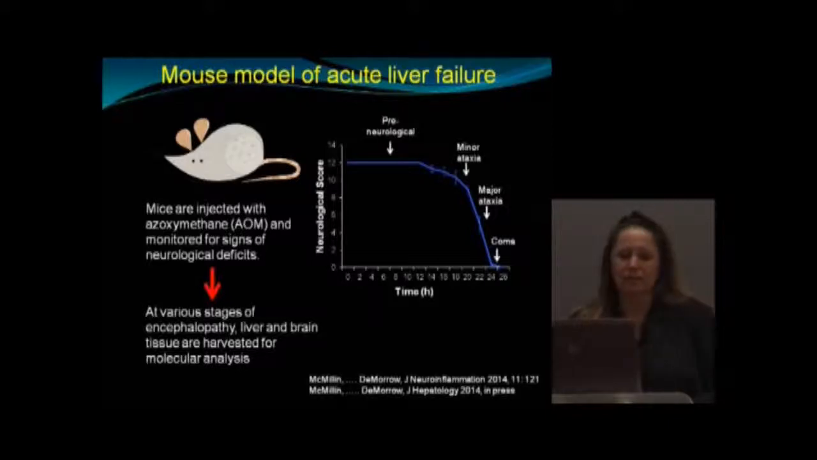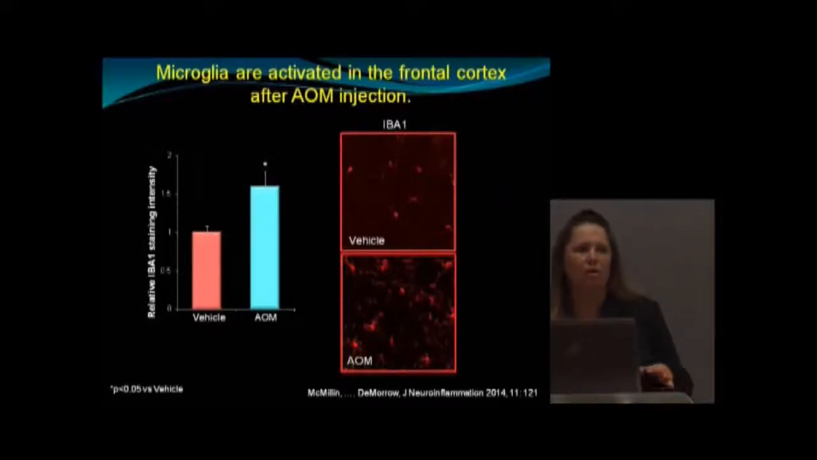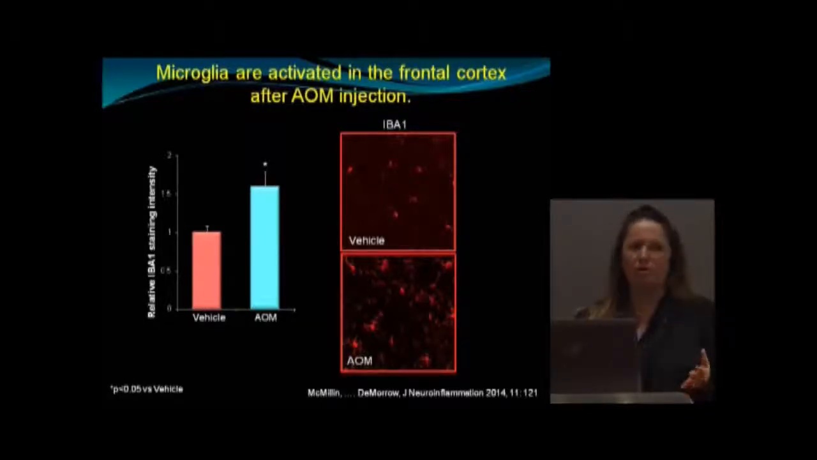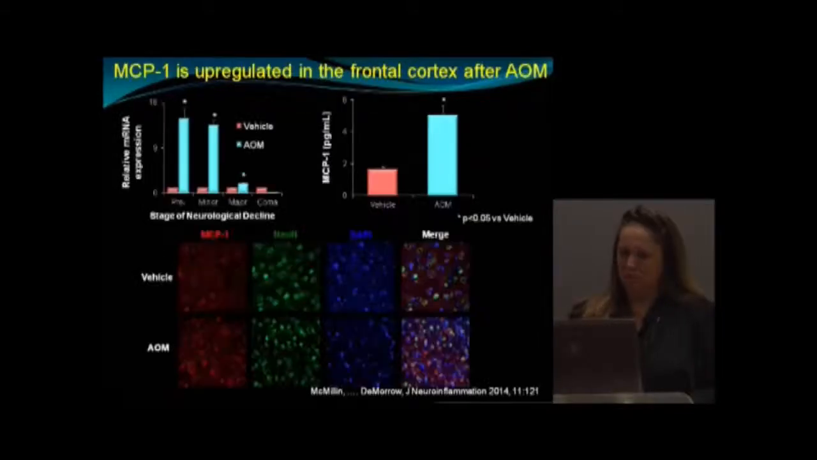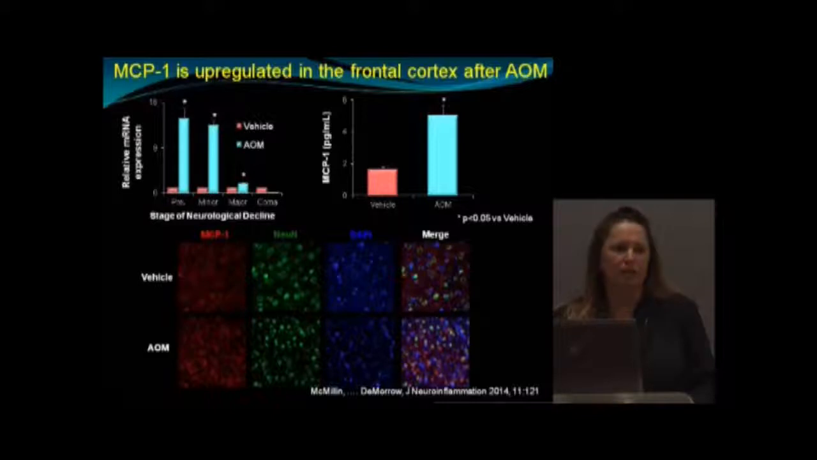Then at various stages after azoxymethane injection, we harvest the liver and brain for molecular analysis, and they are indicated here. So the first experiment that we did was just to confirm that in our hands we also got a neuroinflammatory response. And this is IBA staining, and you can see here that you do actually get an increase in the number of microglia after azoxymethane. And there's a change in morphology, which I'll show in more detail a little bit later. So using this model, we have an increase in MCP1 expression by real-time PCR at a very early stage after injection of azoxymethane.